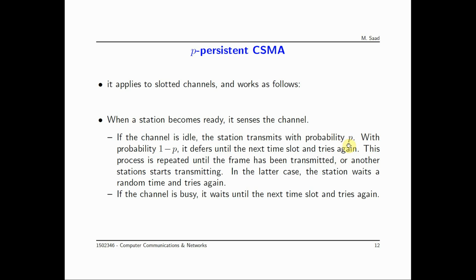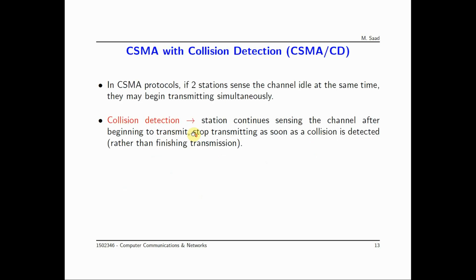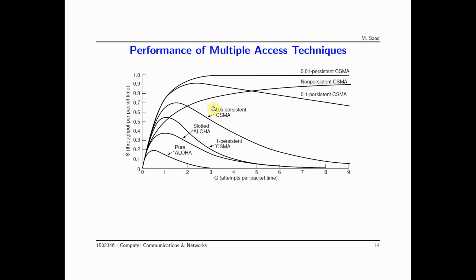So if there is a 50% chance to transmit, it means that it is maybe likely that two stations would transmit at the same time. But if that probability P becomes 10%, so if I find the channel idle, there is only a 10% chance that I indeed transmit, and 90% chance I wait until the next time slot. This obviously reduces the collision. That's why overall, the throughput curve goes up. 0.5 persistent, 0.1, 0.01. So as we reduce the probability of sending P, the throughput is going up simply because we are reducing the chance for collisions.